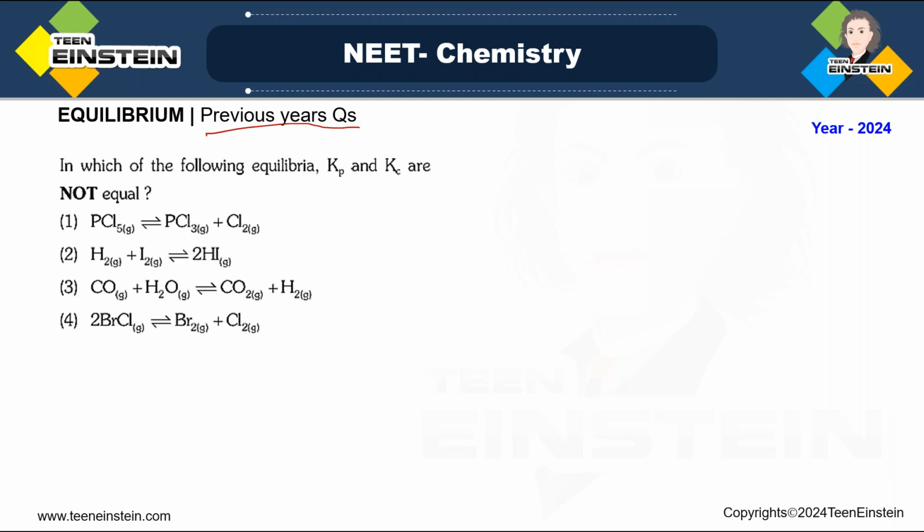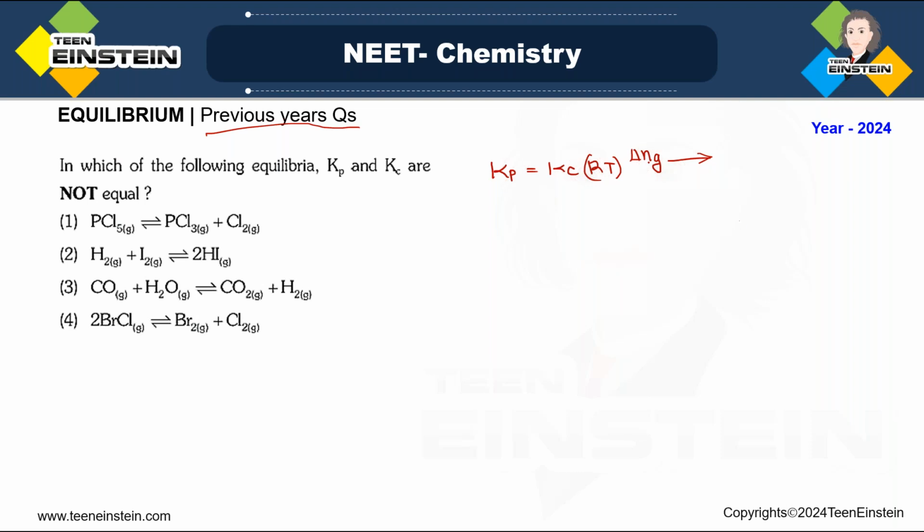Now to answer this question, basically we have to know the relationship between Kp and Kc. So here Kp is related to Kc by this relationship. Here R is the universal gas constant, T is the absolute temperature, and del Ng is actually the difference in the number of moles of gaseous products minus gaseous reactants. So you have to check how many moles of gaseous products are present on the right hand side, and you have to deduct the total number of gaseous moles that is present on the left hand side.